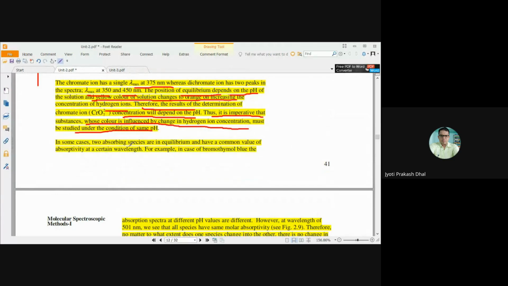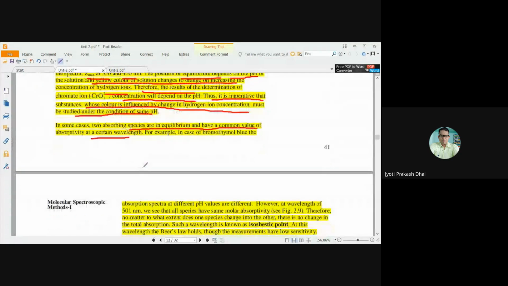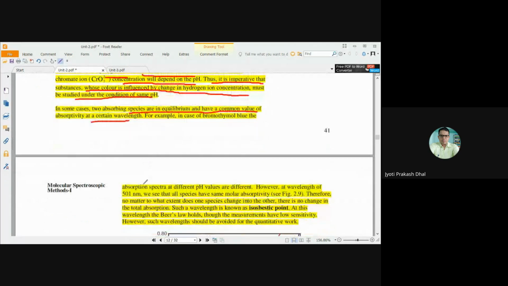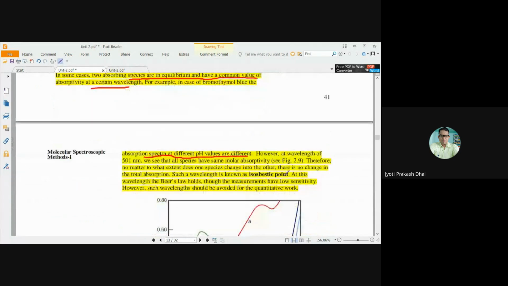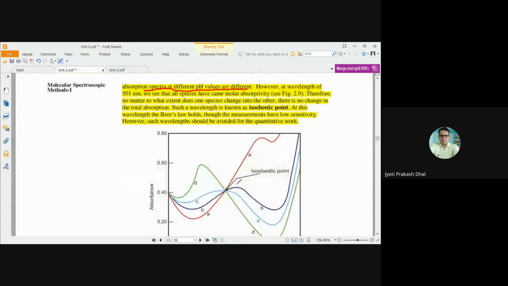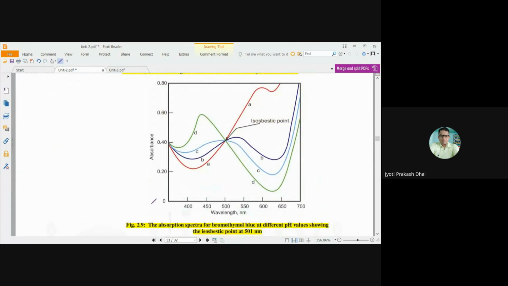In some cases, two absorbing species in equilibrium have a common value of absorptivity at a certain wavelength. For example, in the case of bromothymol blue, the absorption spectra at different pH values are different. However, at a wavelength of 501 nanometer, as you will see, all the species have the same molar absorptivity. So this is the absorption spectra of bromothymol blue.